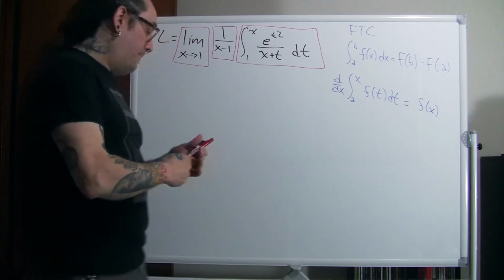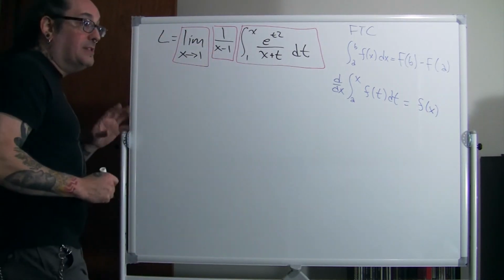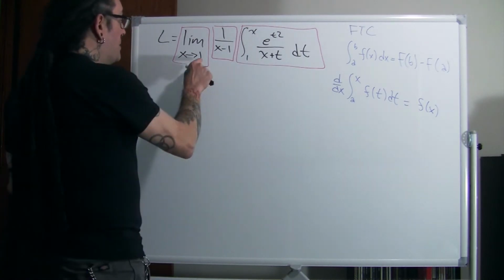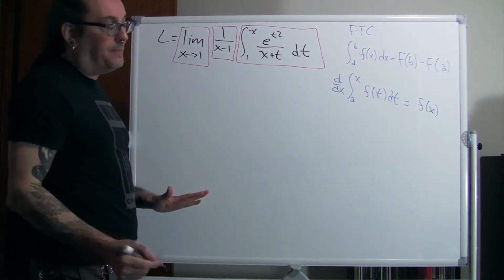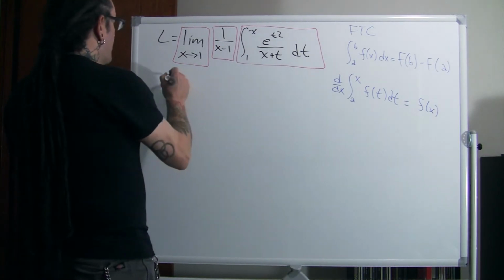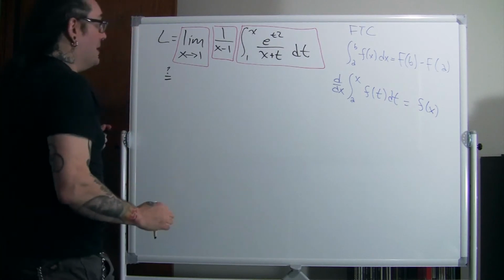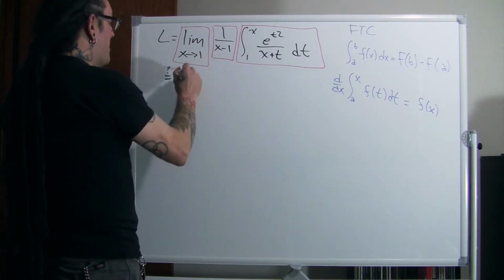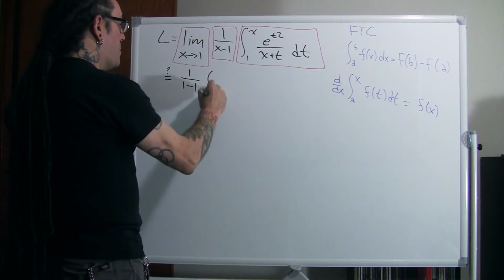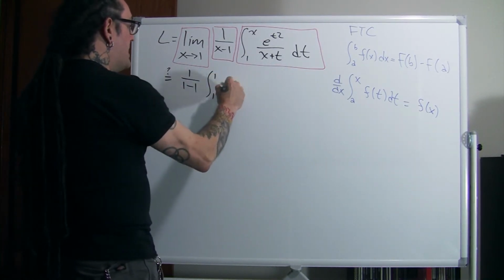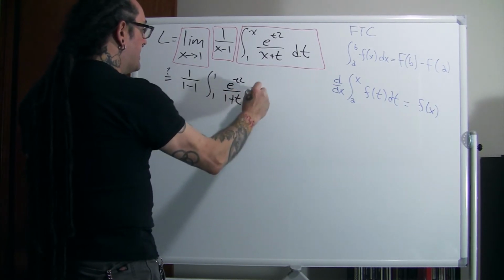But before we go to all of that, let's do what everybody does in Calculus 1, which is put 1 in for x and see what we wind up with. So I'm going to say equals with a question mark, because I'm not sure this is going to be the solution. I put 1 in here, and I get 1 over 1 minus 1 times the integral from 1 to 1 of e to the t squared over 1 plus t dt.